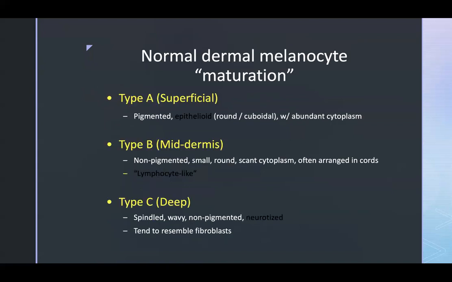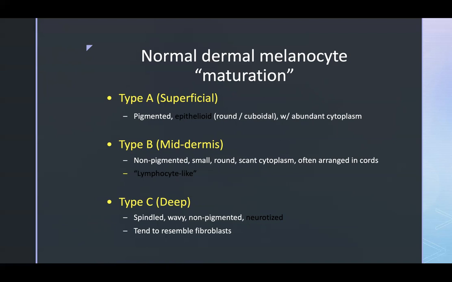So what do we mean by maturation? Do we mean making better decisions as we get older? No. In terms of melanocyte language, maturation means type A, superficial; type B, mid-dermal; and type C, deep populations that display different features. Type A exhibits pigmented epithelioid round to cuboidal cells with abundant cytoplasm, whereas type B usually shows non-pigmented, small, round cells with scant cytoplasm, often arranged in cords. These are lymphocyte-like. That's how small they become.